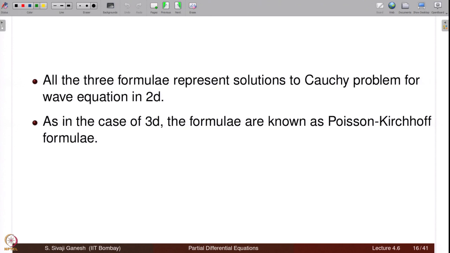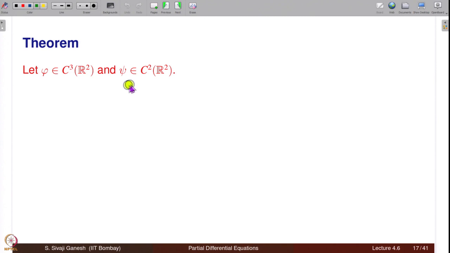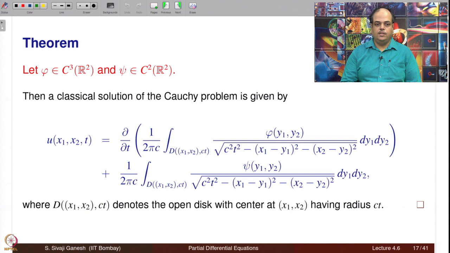And these findings we state as a result. So, theorem: let phi be C3 on R2 and psi be a C2 function on R2. Then a classical solution to the Cauchy problem is given by this formula, the Poisson-Kirchhoff formula. So, now how do I check this? It is a matter of verification. So, that is left as an exercise to you.